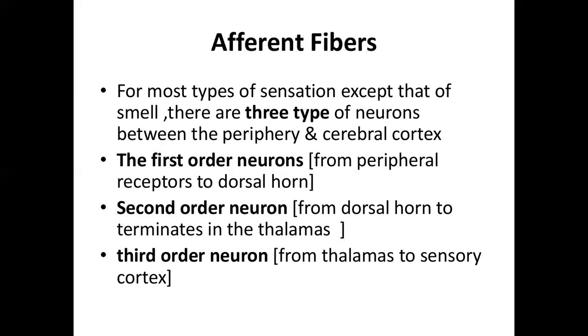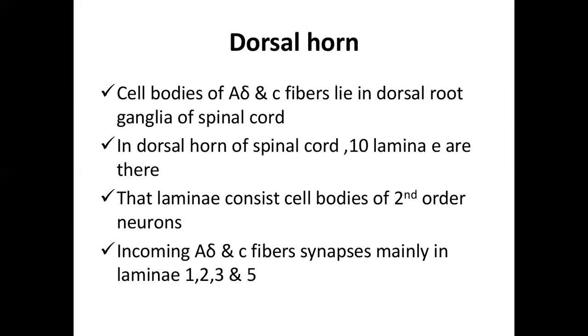As we can see, the afferent fibers carry most types of sensation except that of smell. There are three types of neuron between the periphery and cerebral cortex: the first order neuron, second order, third order. As we have seen, the cell bodies of A delta and C fibers lie in the dorsal root ganglia and the spinal cord. In the dorsal horn of the spinal cord, 10 laminae are there. The lamina consist of cell bodies of second order neuron. Incoming A delta and C fibers synapse mainly in lamina 1, 2, 3, and 5.